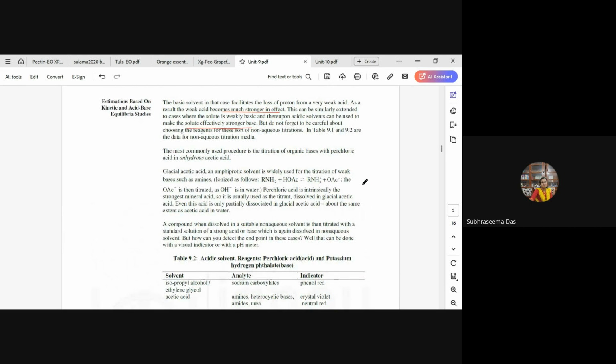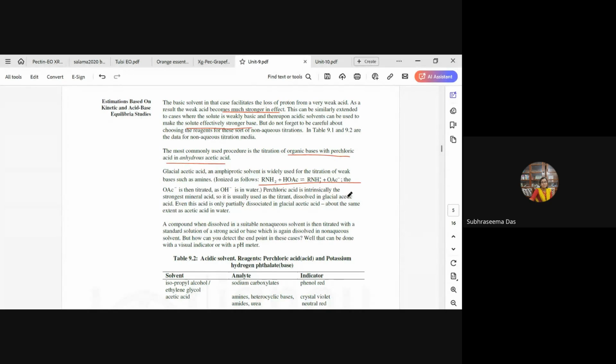Now the most commonly used procedure is the titration of organic bases with perchloric acid in anhydrous acetic acid. This is the most commonly used medium for non-aqueous titration. Glacial acetic acid is an amphiprotic solvent and it is widely used for the titration of weak bases like amines, and it ionizes as follows: RNH2 plus acetic acid forming RNH3 plus and acetate ion. The acetate is then titrated as hydroxyl ion in water.